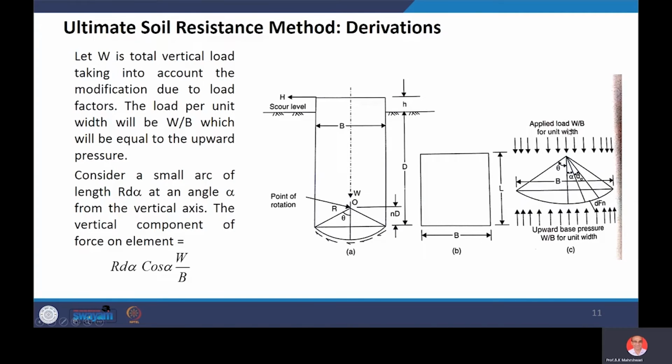And then what is shown here are the forces acting from the applied load, which per unit width will be W divided by B, where B is the width of the well foundation, and the upward base pressure for unit width is also the same. Here W is the total vertical load, taking into account the modification due to load factors. The load per unit width will be W by B, which will be equal to the upward pressure. Considering a small arc of length at an angle alpha from the vertical axis, the vertical component of force on the element is given by this relation, R d alpha cos alpha W by B.